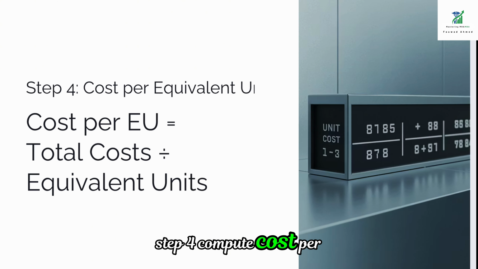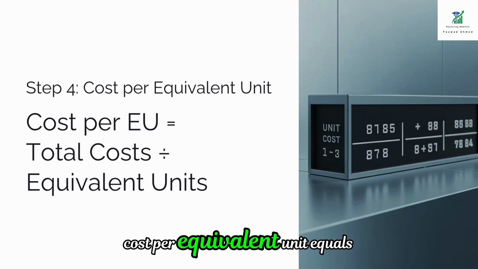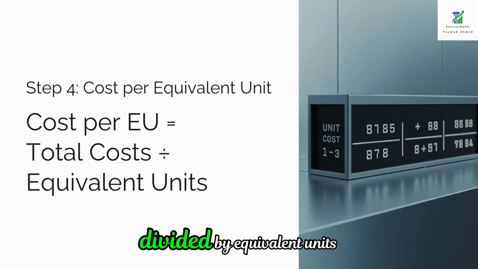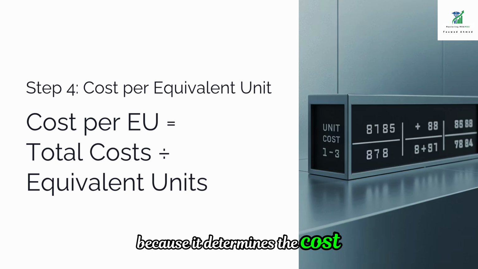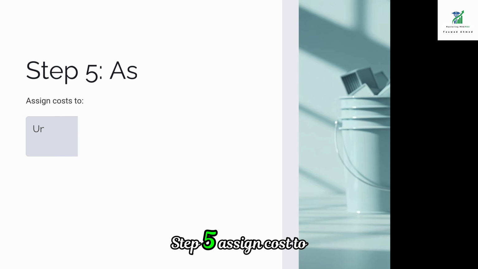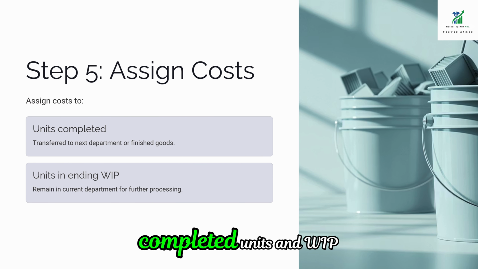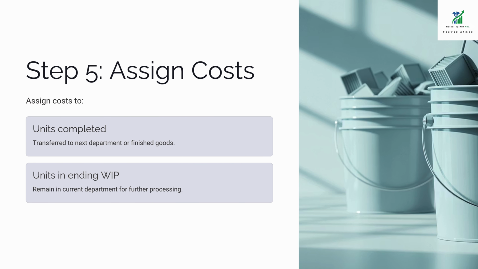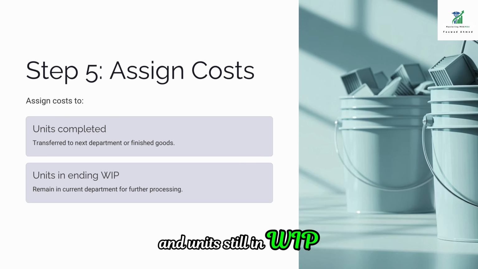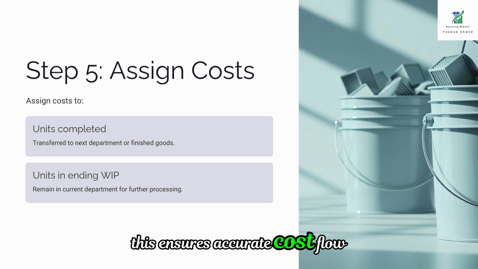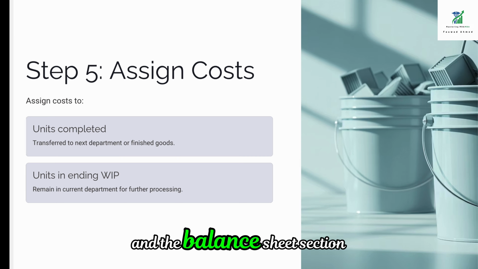Step 4. Compute cost per equivalent unit. Cost per equivalent unit equals total costs divided by equivalent units. This calculation is the heart of process costing because it determines the cost assigned to each completed unit and each unit in ending WIP. Step 5. Assign cost to completed units and WIP. The final step assigns total cost to two groups: units completed during the period and units still in WIP. This ensures accurate cost flow into finished goods and the balance sheet.